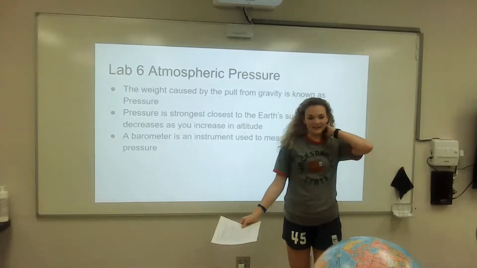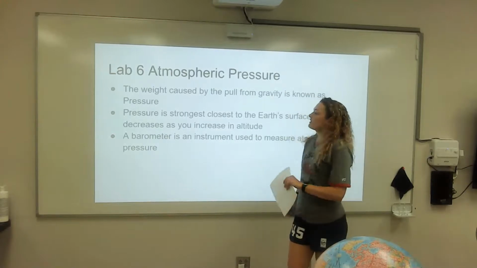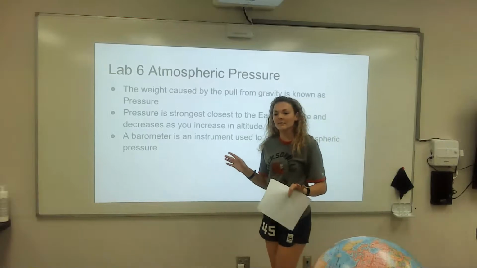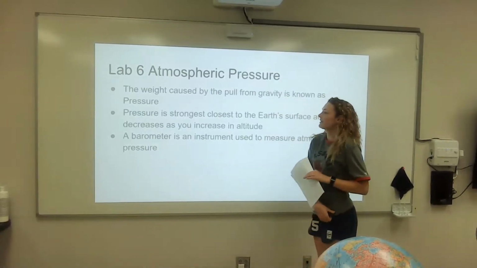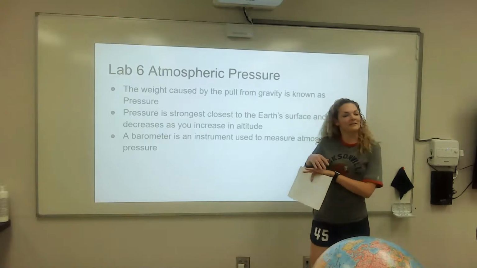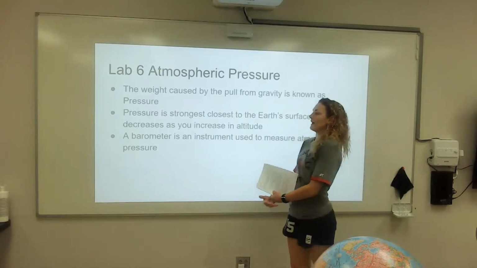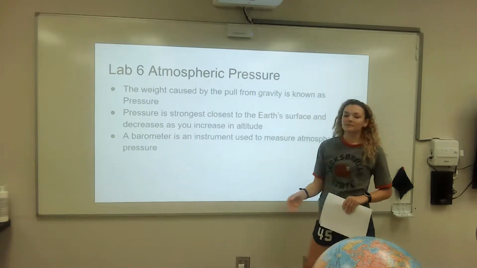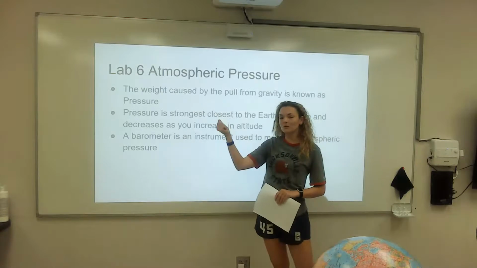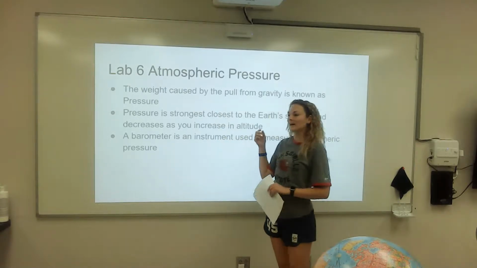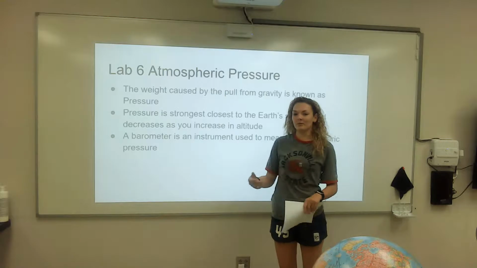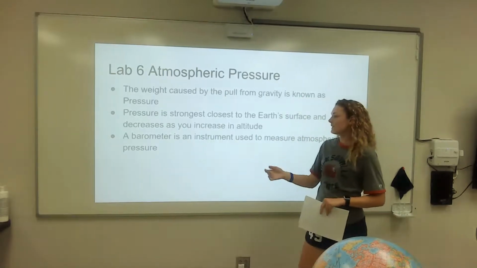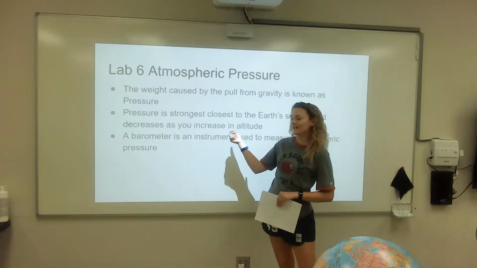Okay, so now we're talking about atmospheric pressure, just going over some basics, not everything in the lab, just what you need for the midterm. Like we just said for lab 3, the atmosphere is the ocean of air, and this ocean of air is held to the Earth's surface by gravity. And the weight caused by gravity is what's known as atmospheric pressure. So pressure is strongest closest to the Earth's surface and then decreases as you increase in altitude.